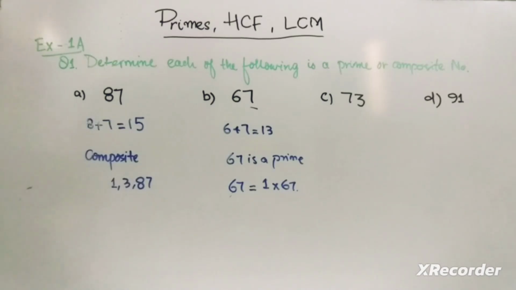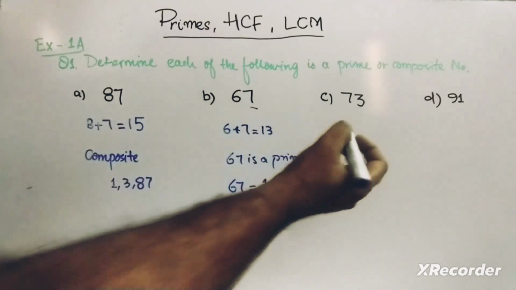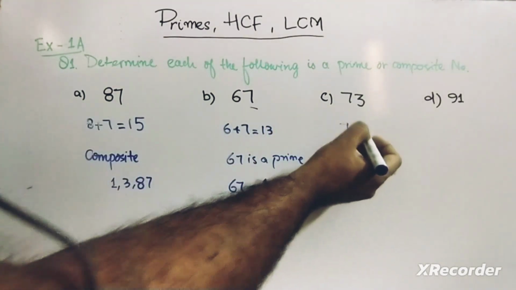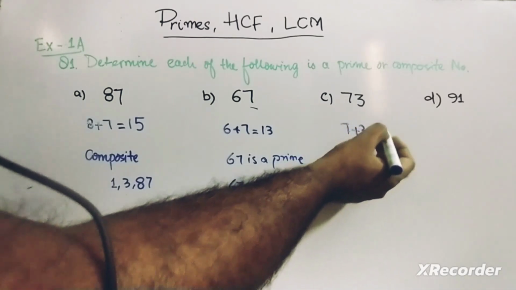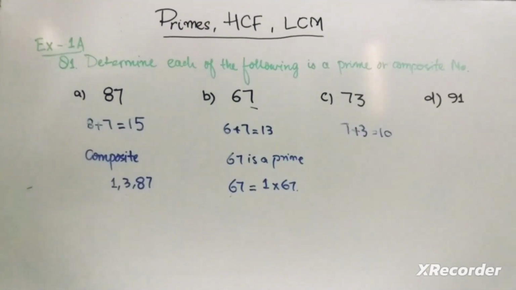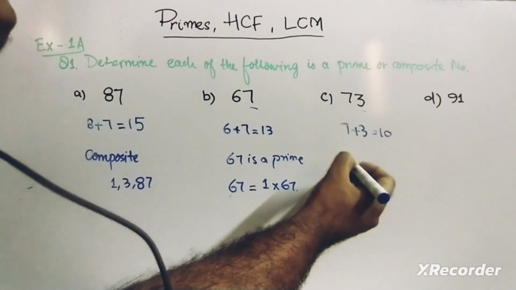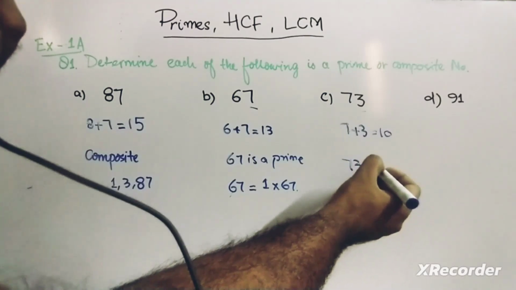Now part 3, 73. In 73, again we see the last digit, that is 3, which is not an even number, so it is not divisible by 2. When we add 7 plus 3, it gives us 10, which does not come in the table of 3. It is neither 0 nor 5, so it does not come in the table of 5, and it also does not come in the table of 7. So we can write 73 is a prime number.